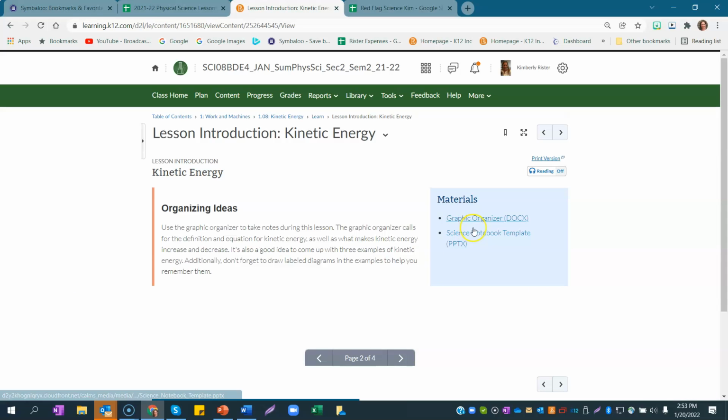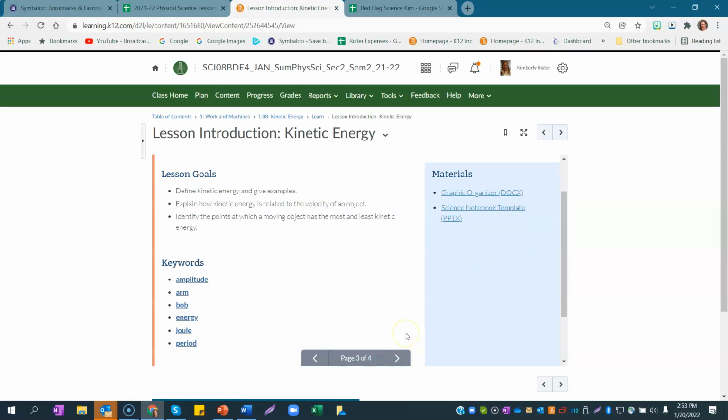So there is a graphic organizer here. I do encourage you to put it into your notes. It's good to fill it out by hand. It challenges your brain a little bit, also helps with memorization, and it is a really good tool to use to look back and understand kinetic energy. So it would be a great thing to add to your notes.